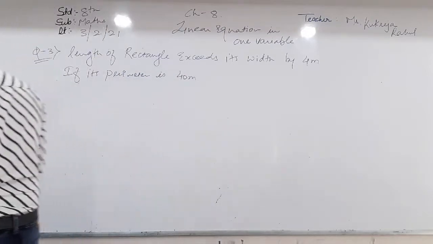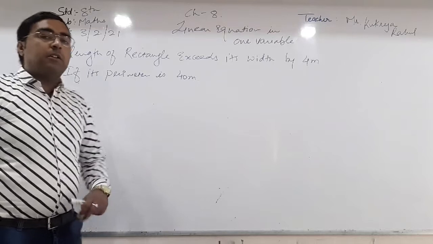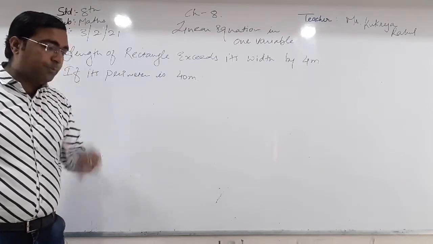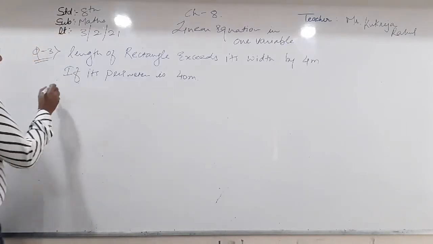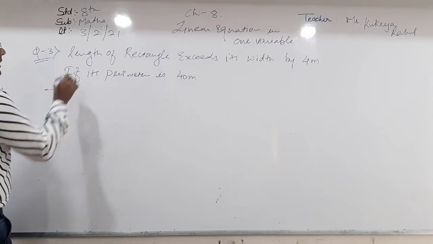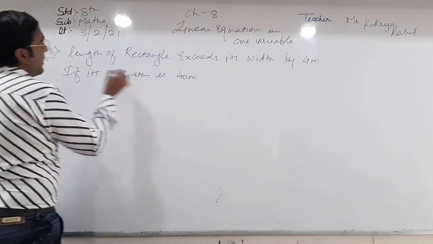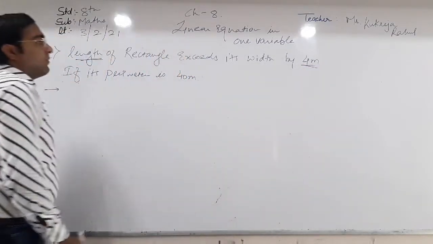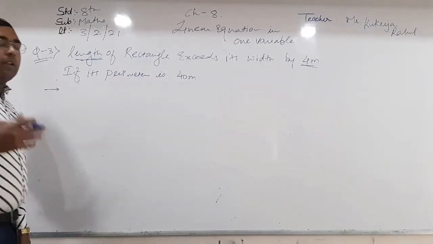Now, as we know, a rectangle has two dimensions, one of them is length and one of them is breadth. So here the length of the rectangle exceeds its width by 4 meter. That means the length is 4 meter longer than its breadth. Okay, length is 4 meter longer than its breadth.